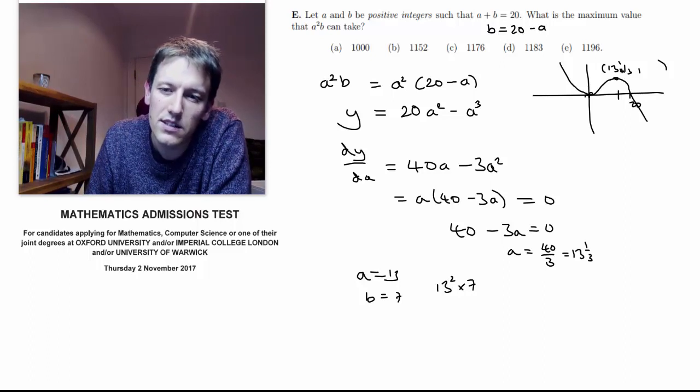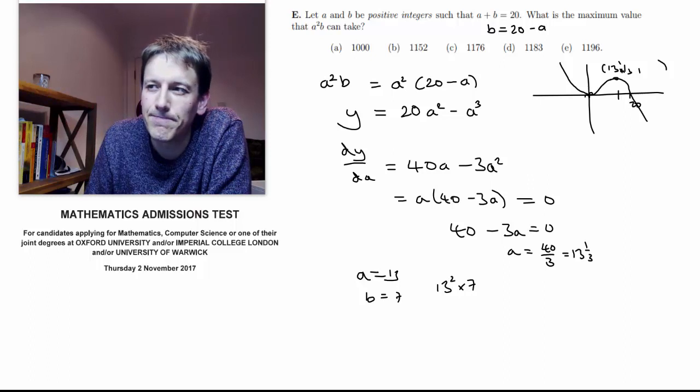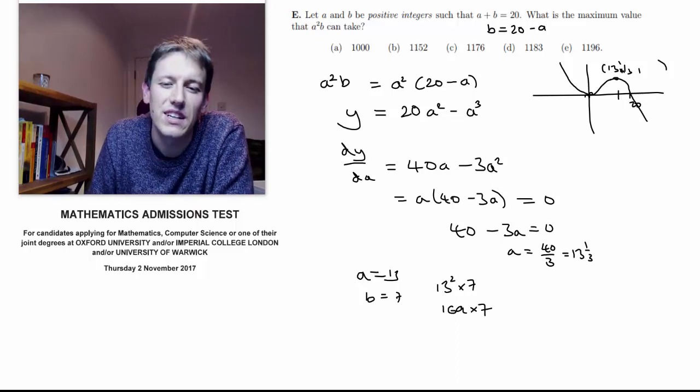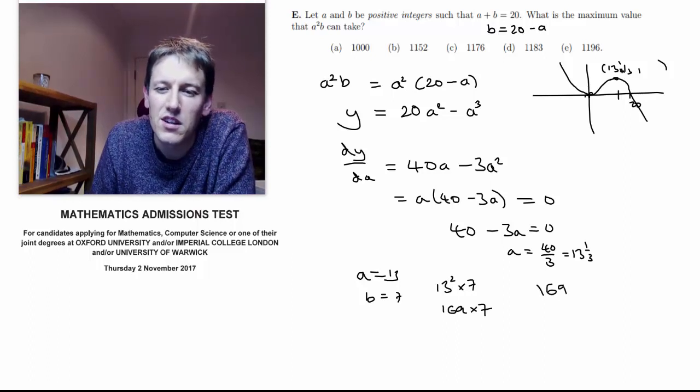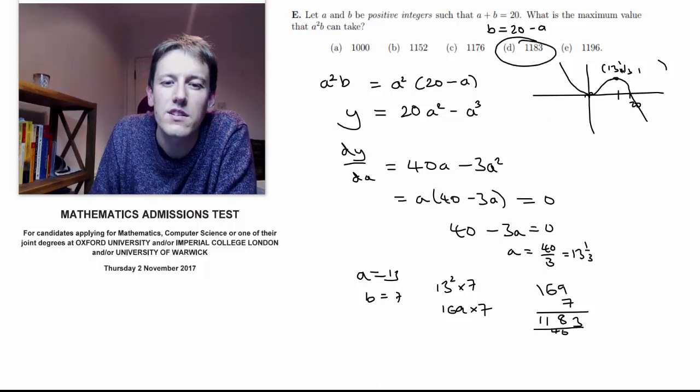So let's say we've got 169 times 7. I was just trying to think if there's any really neat way of doing this, but I think we may as well just do the calculations. So 7 times 9 is 63, 7 6s are 42, 48. That gives us 1183, and that's an answer here.